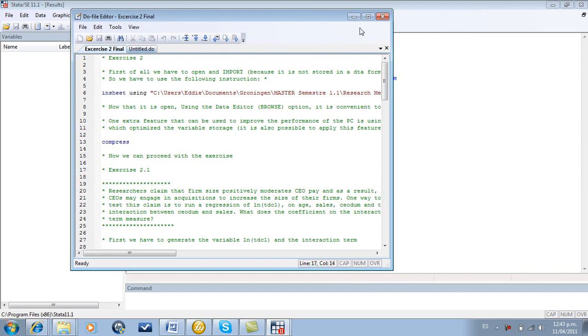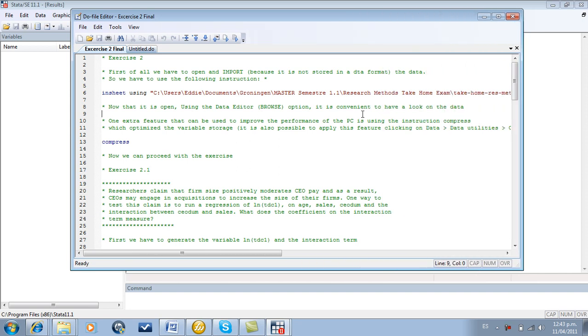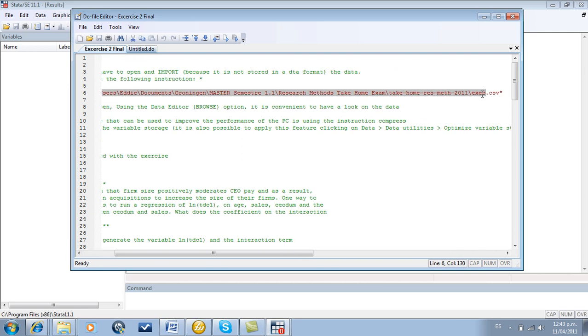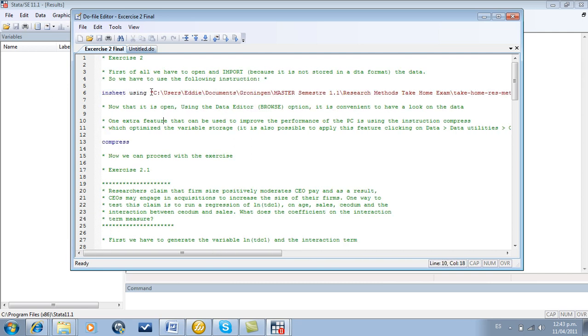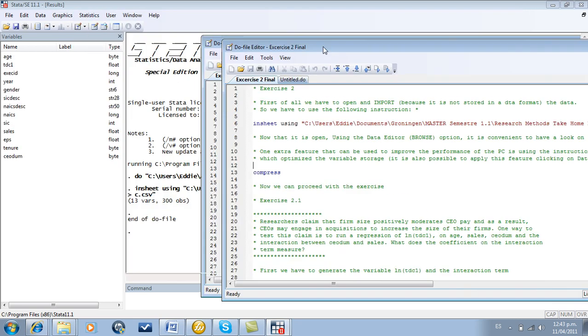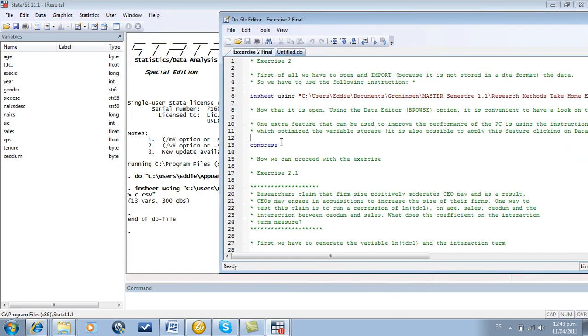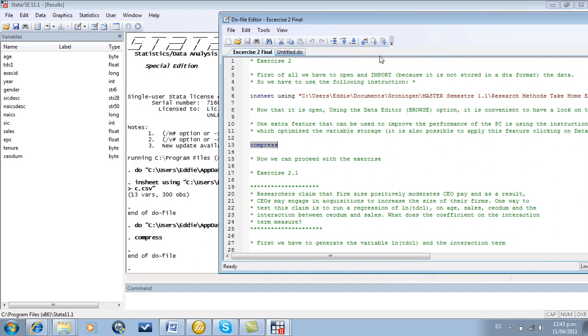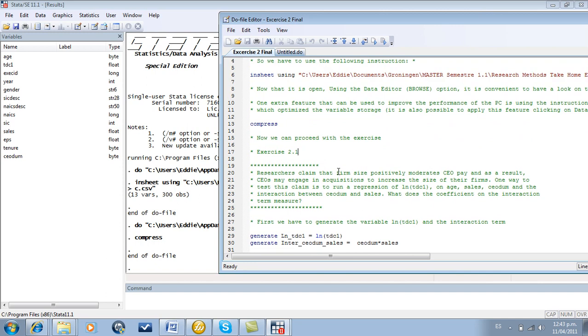We have to import the data using the same instruction as in exercise 1. Okay, here we have it. Perfect. I will compress to increase the performance of my PC, and well, then I will start.